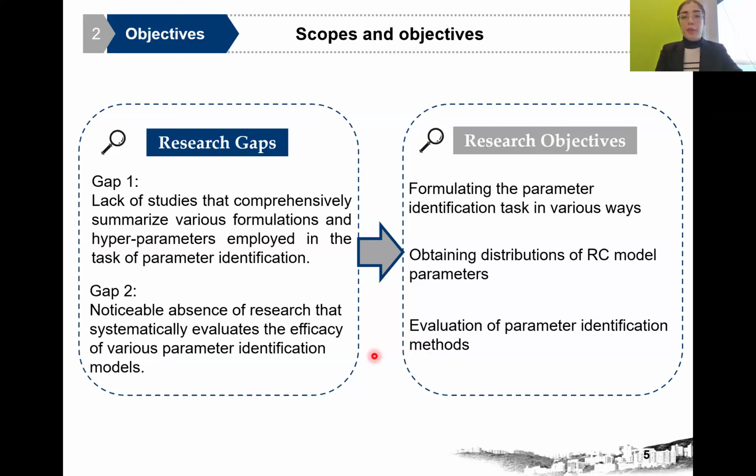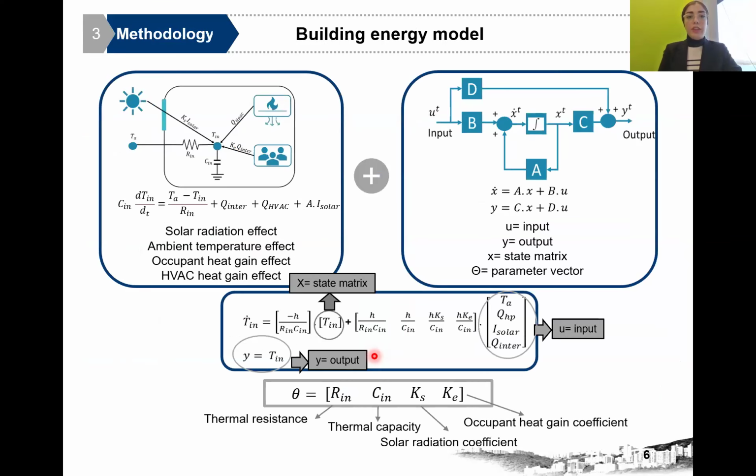In order to address these two gaps, we considered three objectives for our research. Firstly, we want to formulate the parameter identification task using different optimization models. After that, we want to obtain the distribution of the parameters, and we want to evaluate the obtained parameters using different metrics.